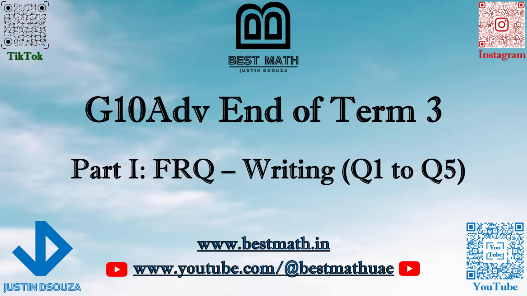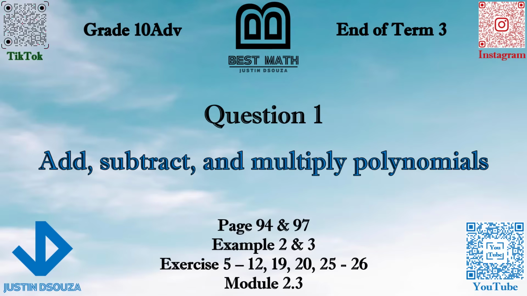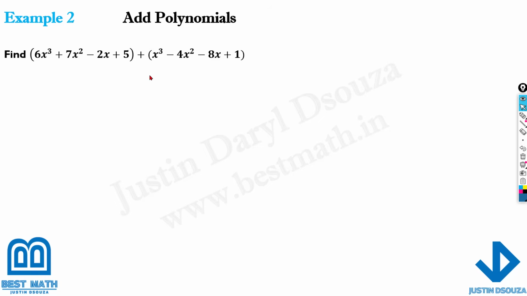This is the FRQ part, the free response questions or the writing part. In this question, we will add, subtract, and multiply polynomials. Here we have been given this question to be added. All we have to do is group the like terms together. That means the terms with the same variable, with the same degree, those coefficients can be added up.